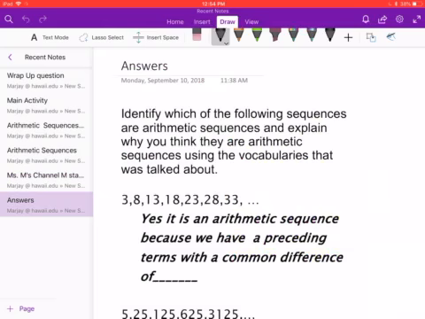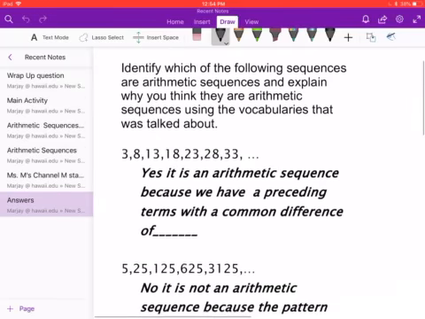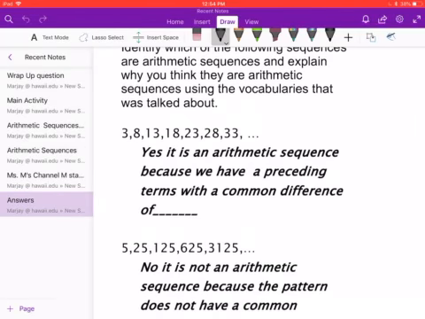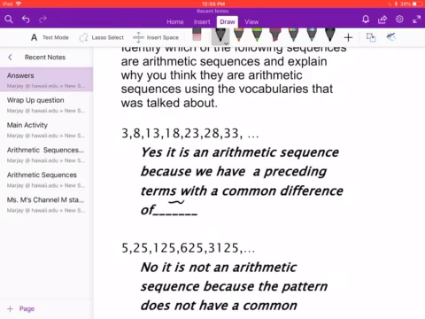Okay, so I'm assuming that you guys have already paused the video and you guys are ready to discuss the answers. So for the first one, yes, it is a pattern. It is an arithmetic sequence because we have preceding terms with a common difference of, what is it? Yes, good job, 5. Oh, that's an ugly 5. Sorry, let me rewrite that.